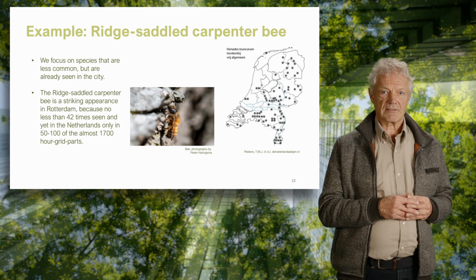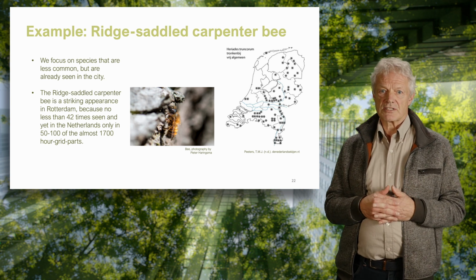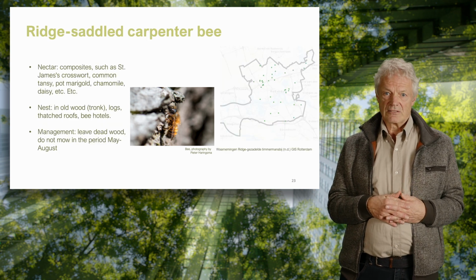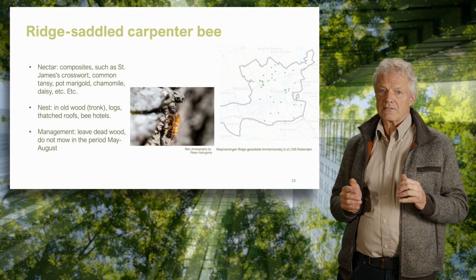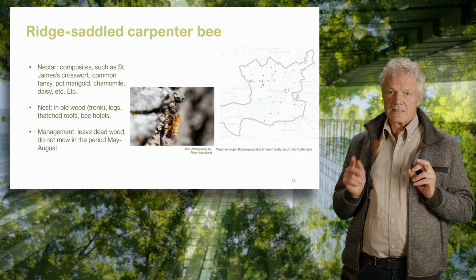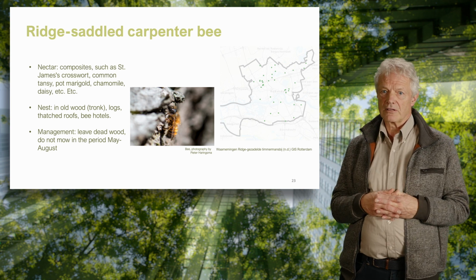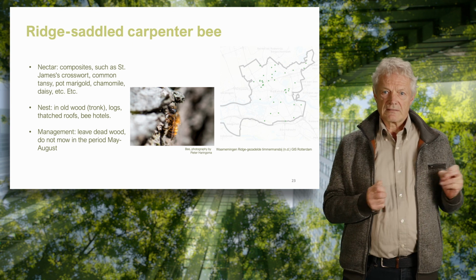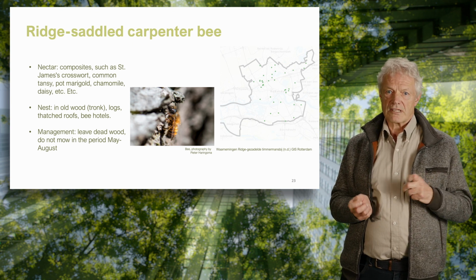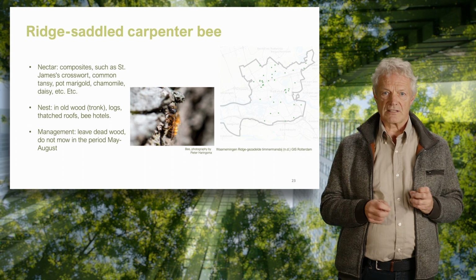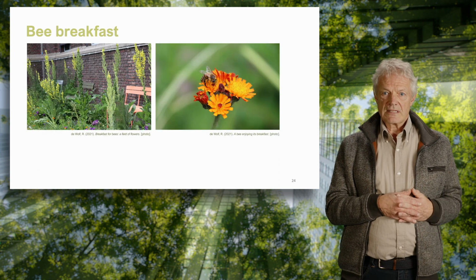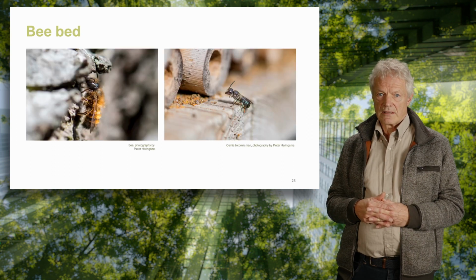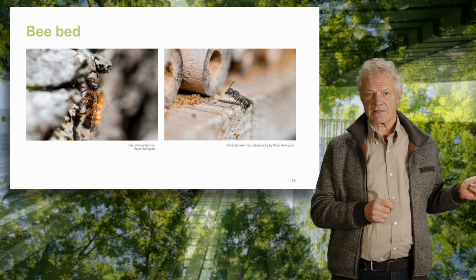To illustrate bed and breakfast of a species, here's an example of the rich settled carpenter bee, in Dutch tronkenbij. The dots on the map are the found individuals. The carpenter bee needs nectar from composites such as marigold and daisy, that's the breakfast, and makes the nest in old wood, logs, thatched roofs and bee hotels, and that's the bed. Here's a photo impression of breakfast biotopes. And here's a photo impression of bed biotopes.